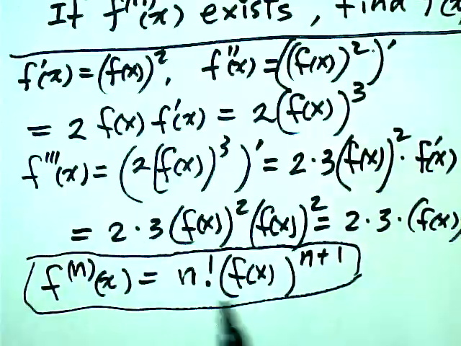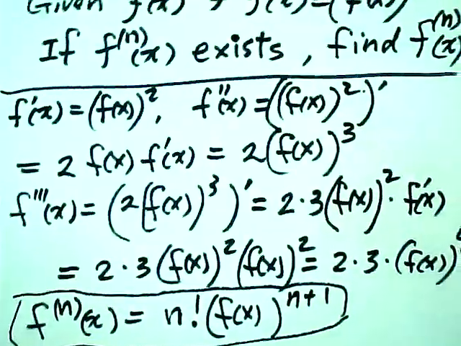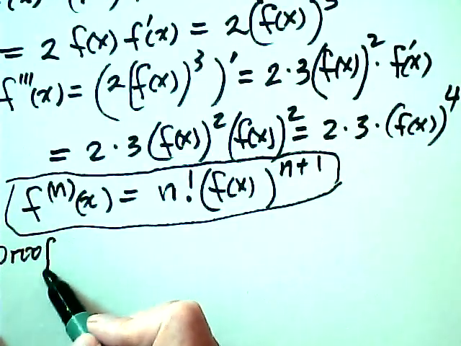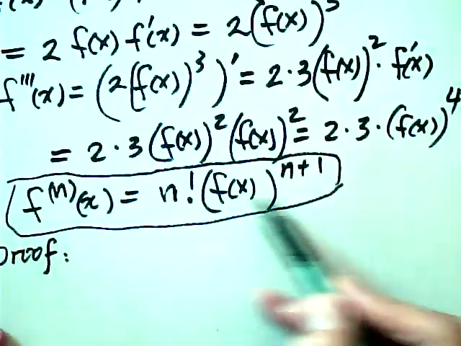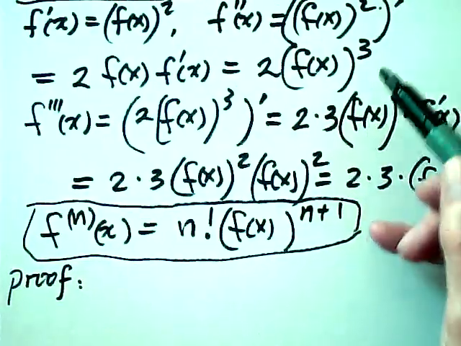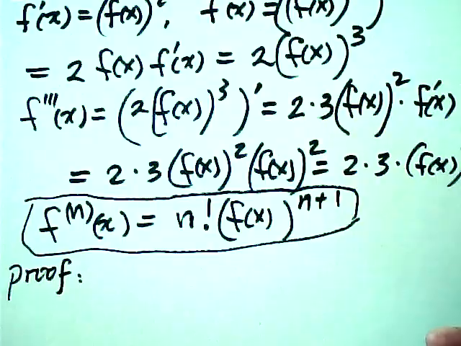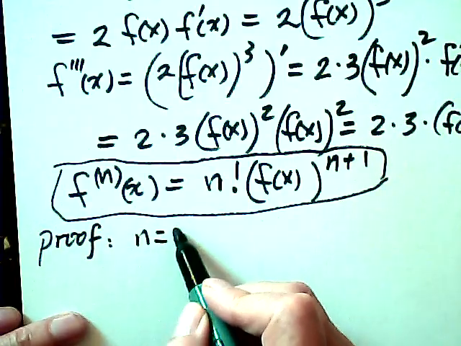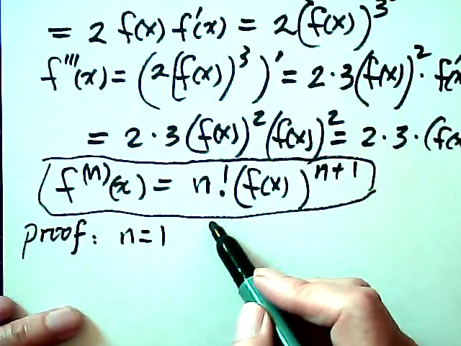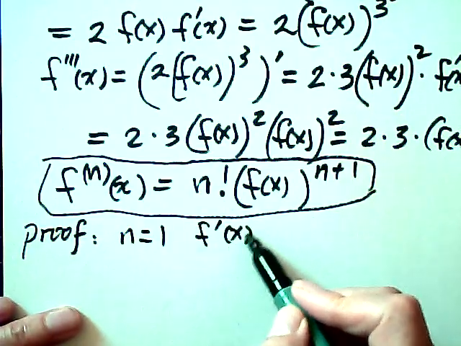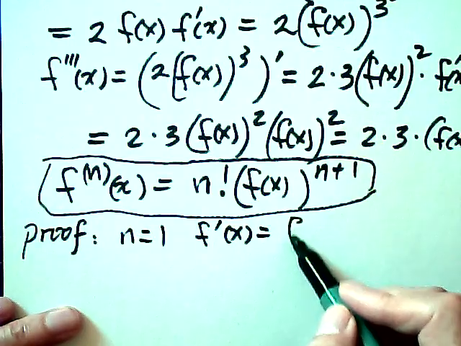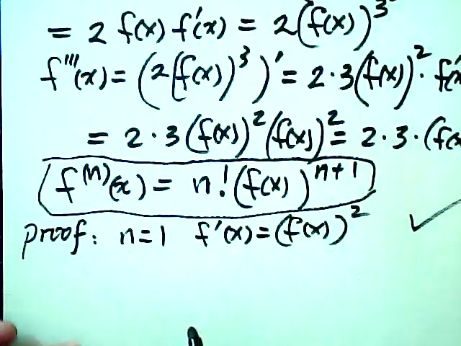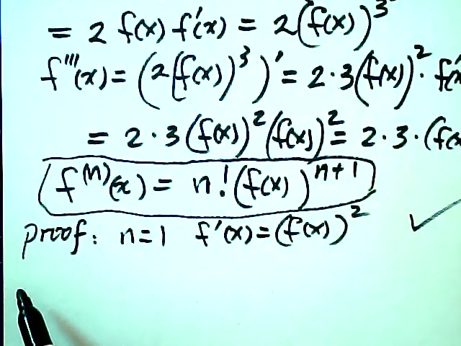So how do we prove this one? Of course, we use mathematical induction. So let's prove this, which comes from our observation from the calculations. Now the proof starts with n equal to 1. When n equals 1, the first derivative is equal to 1 times f of x squared. That is true.